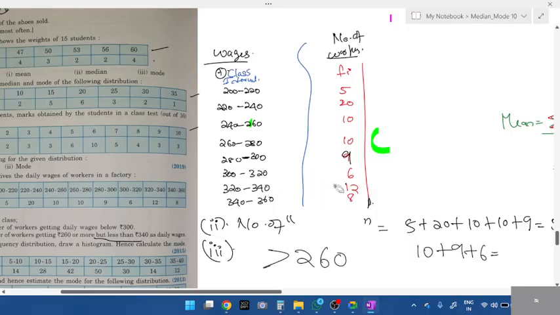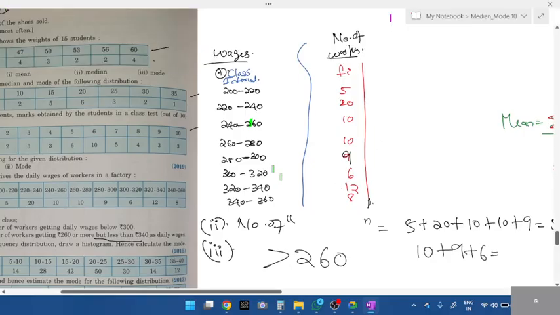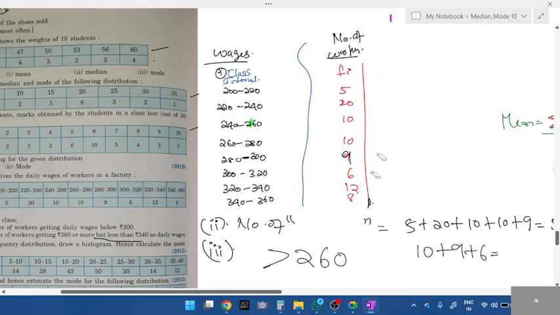Now what if I give less than 320, students? What do you mean by less than 320? Up to 320, how many values are given? 6, right? Less than 320 meaning including the 6, you should count all these values. 20 plus 5 plus 10 plus 10 plus 9 plus 6. You should count all these values. Okay. So count up to 320, whatever values are given. Frequency. The frequency is known as number of workers. Add all those concepts.